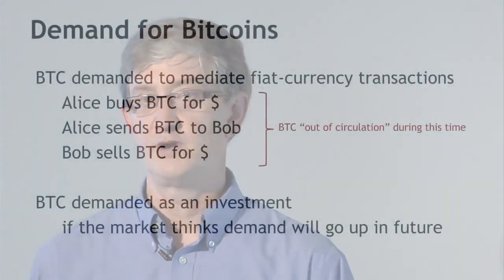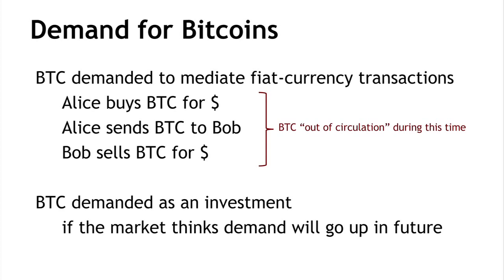But let's assume we've agreed on what supply we're using based on what market we're analyzing. Let's now look at demand. There are really two main sources of demand for Bitcoins. There's demand for Bitcoins as a way of mediating fiat currency transactions, and there's demand for Bitcoins as an investment. So first, let's look at mediating fiat currency transactions.